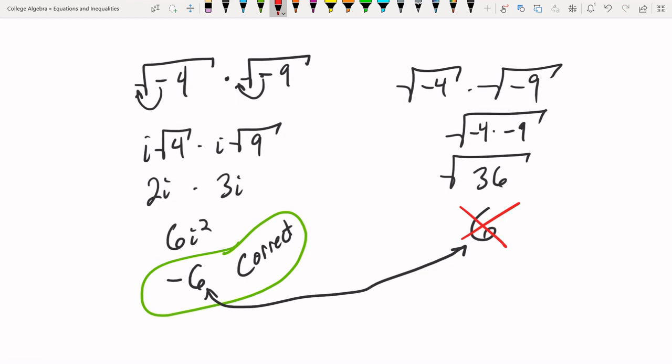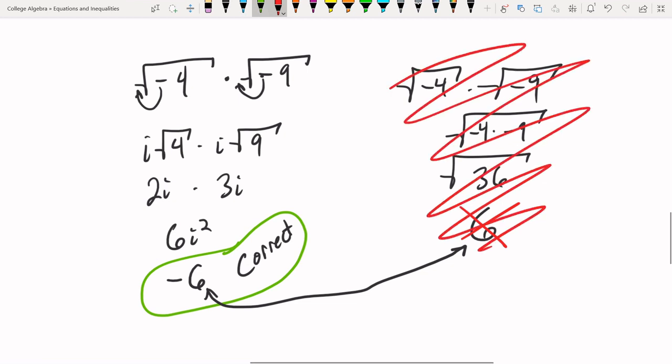But if this was at the very beginning of a long problem, then that entire problem would be wrong because of this one single error. So make sure you never do this. The first step you always need to do is this one: take the i out at the very first. If you do that, then the rest of the algebra works out the way you would expect, and you don't have to worry about getting this one issue wrong.